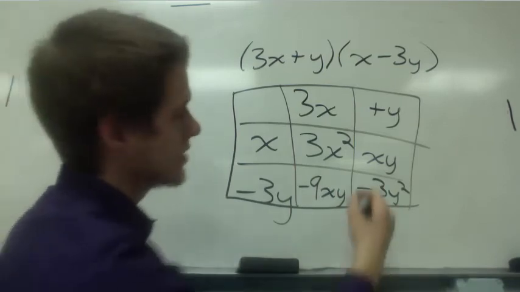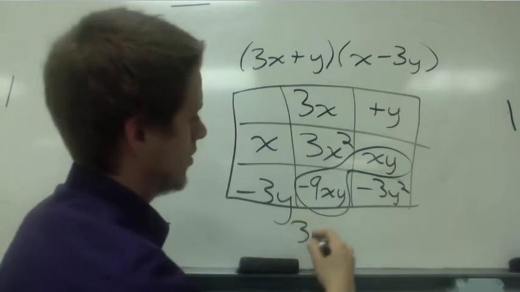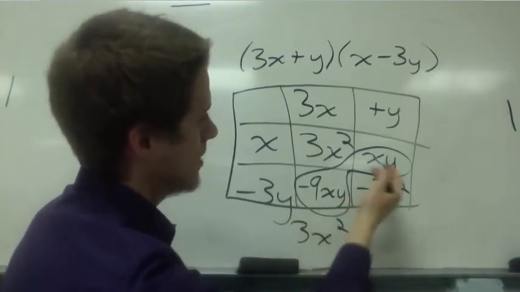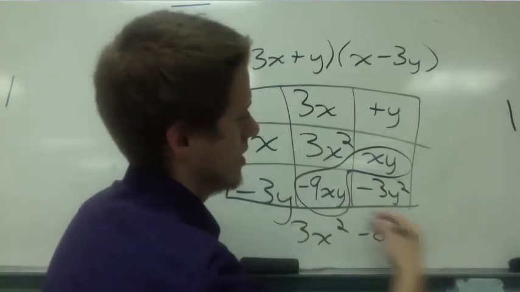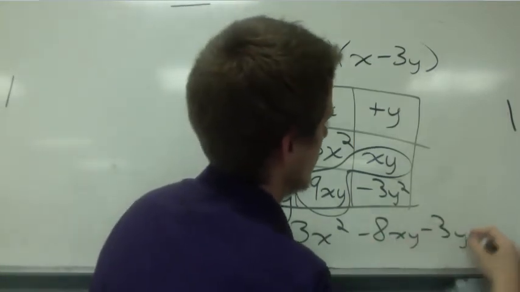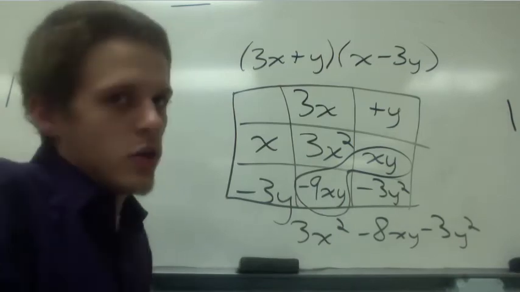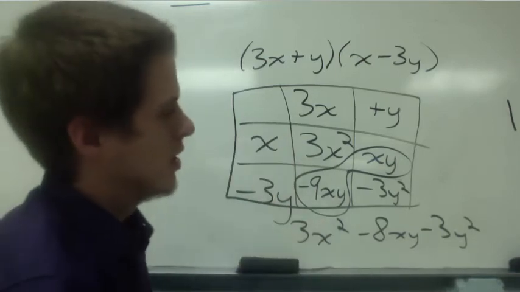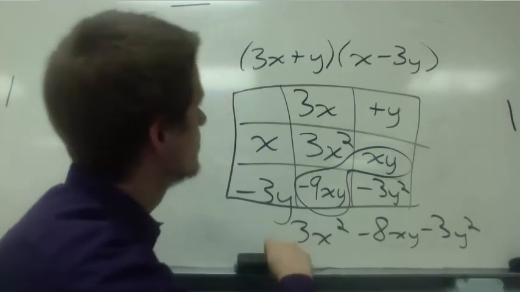So combine any like terms. We've got these right here. We'll keep our 3x squared out front. Negative 9xy plus 1xy is going to give you negative 8xy. And then keep the minus 3y squared on the end. These might be a little bit different because you've got two variables, but you can roll with it. X times y, good stuff.